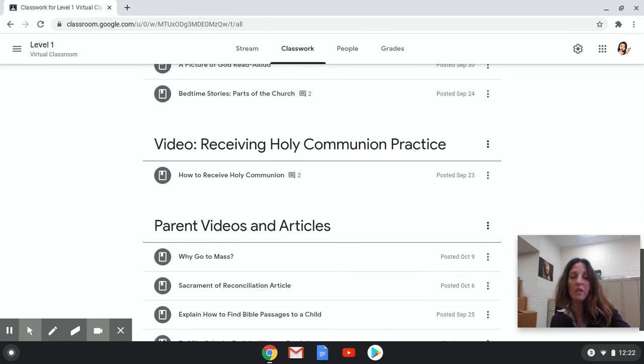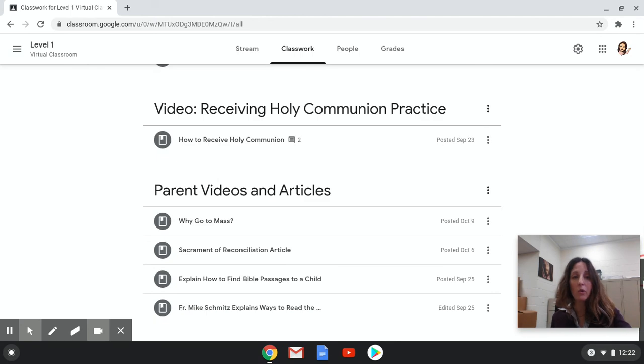And the receiving Holy Communion is something you can look at with your child throughout the year and practice at home, receiving Holy Communion with crackers or bread, so that when we have our rehearsals, your child will feel comfortable approaching communion.